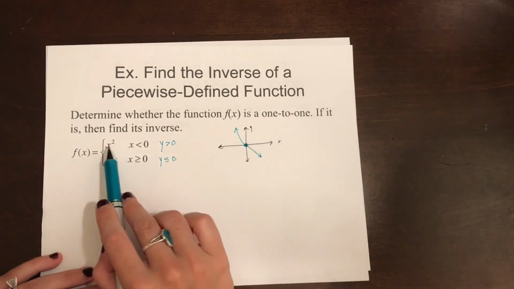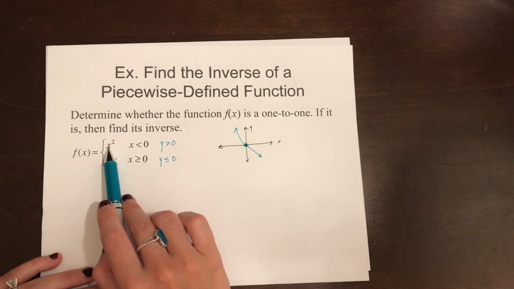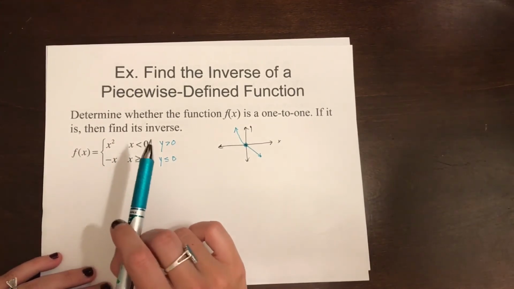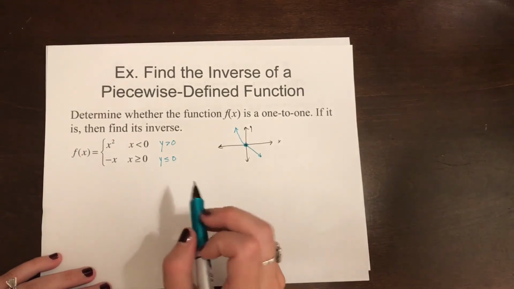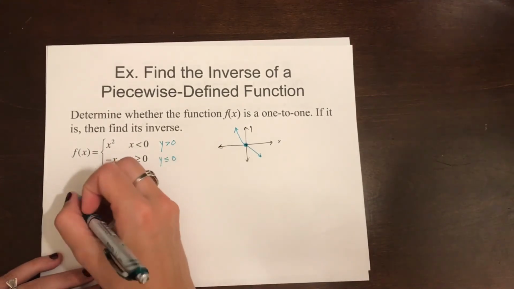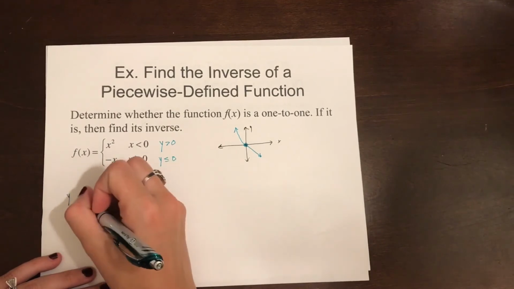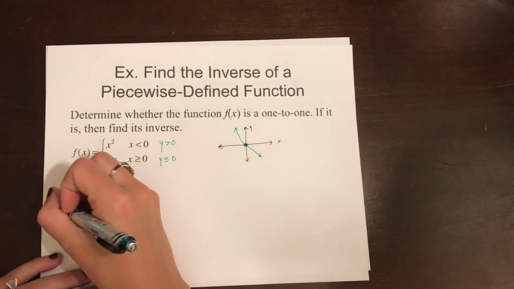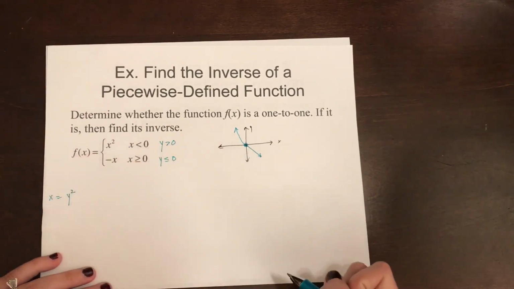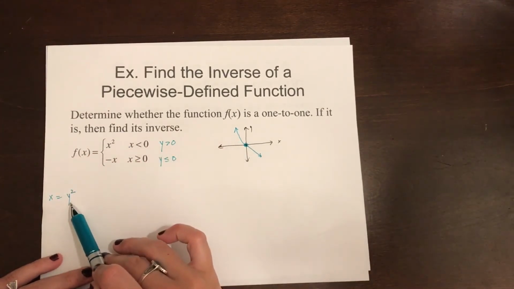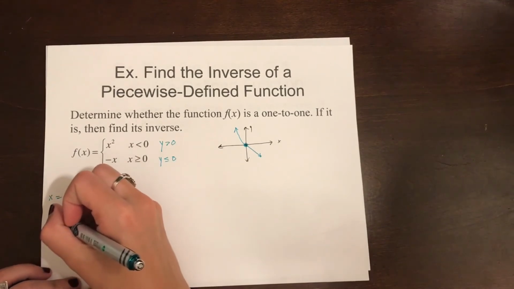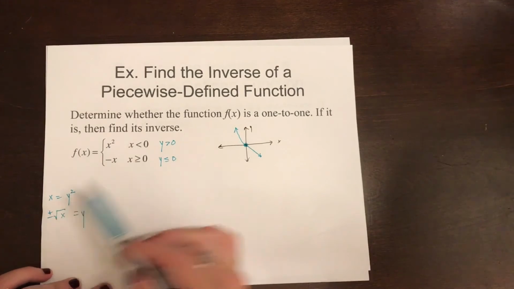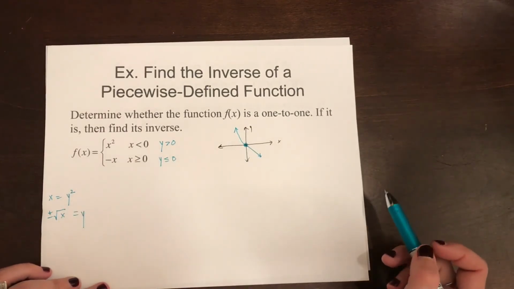So we're actually going to find the inverse of each part, or each piece of the piecewise function, to find the entire inverse of the piecewise function. So for this first part, I'm going to switch the x and the y. And to solve for y, I'm going to have to take the square root on both sides. We'll have plus or minus the square root of x is equal to y. And we can't have plus or minus. It has to be one or the other.